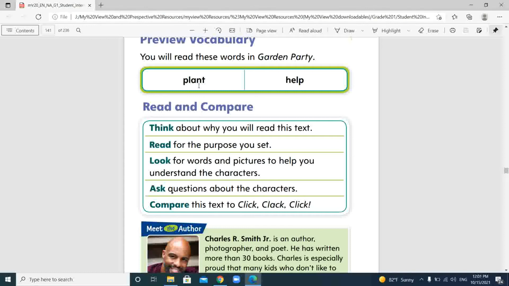Sometimes other things can grow into trees. And some people like to plant fruits, vegetables. So a plant is something that you grow in the ground. What about help? Help means to do something with someone, right? To support, or when you see someone in trouble, you can help them with what they have problems with.